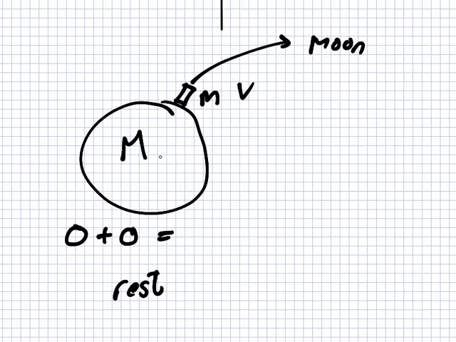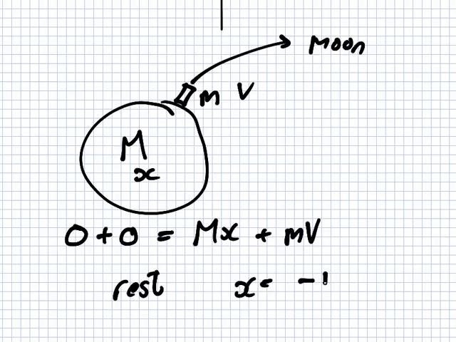Afterwards, the Earth will move. We'll say its speed is x, so that would be Mx. That's the momentum of the Earth afterwards, plus the momentum of the rocket, mv. So x is equal to minus mv over M. So every time a rocket is launched into space, the Earth moves backwards a little bit.